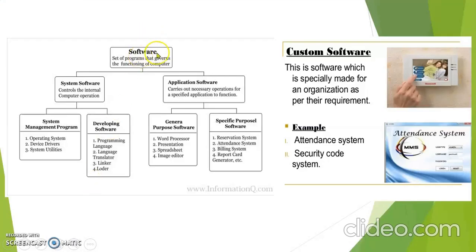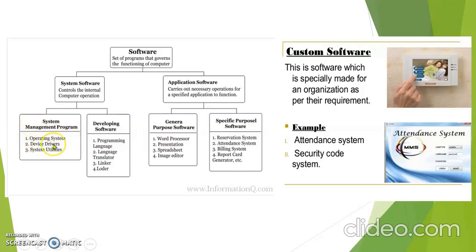Now talk about software. Software is a set of programs that governs the functioning of a computer. Software has two kinds, system software and application software. System software controls the internal computer operation. It has two parts, system management programs and developing software. Now we understand about system management programs. First is operating system. Operating system operates the whole device. It's like a principal. Principal is the mediator between teachers and the guardians. In the same way, operating system is the mediator between user and the hardware devices.